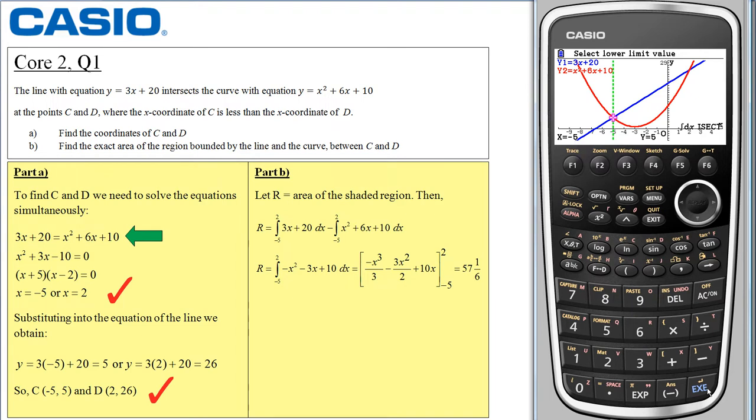and if I select execute, it now asks me for my upper limit value. And if I move to the right, my upper limit value is 2. And if I select execute, you can see it has shaded the region between the two. It's given me the lower limit of -5 and the upper limit of 2. And it's worked out the integral to be 57.16 recurring, which is exactly the same as 57 1/6. So again, this confirms that I have part B of the question correct.